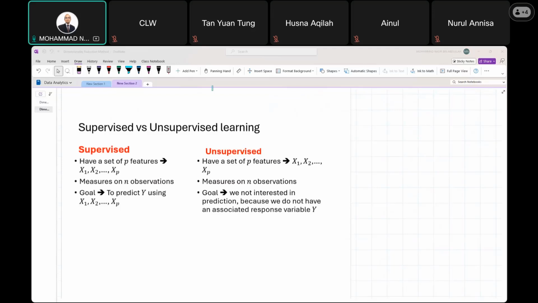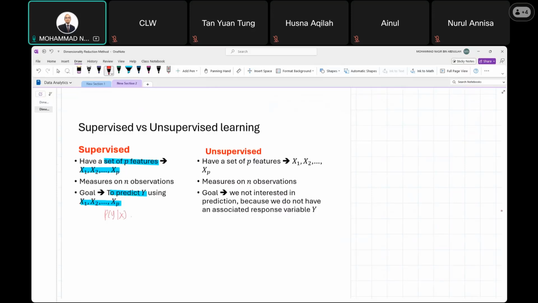Supervised learning means you have a set of p features, which is x1 until xp. These are all the independent variables measured on n observations. And the goal is to predict y using the independent variables. So we are looking into the probability of y given x, right?